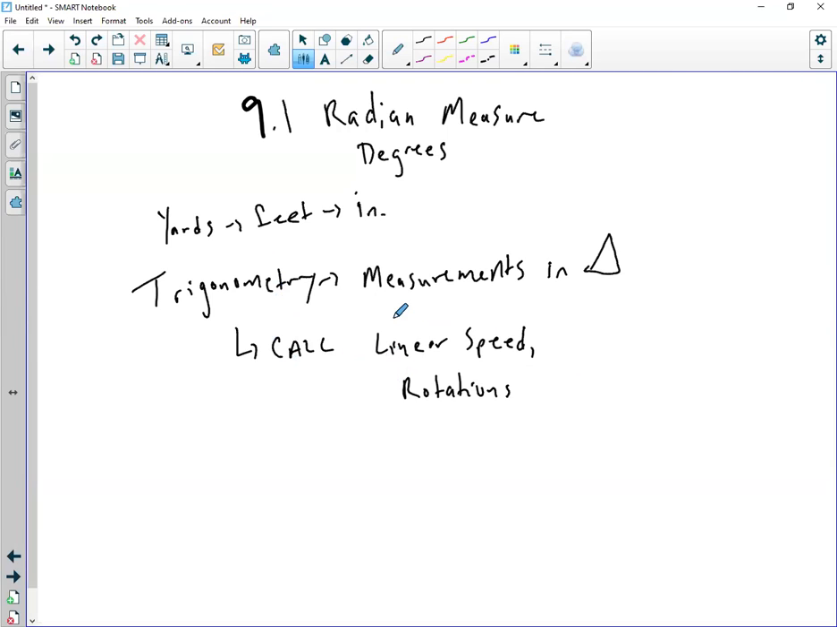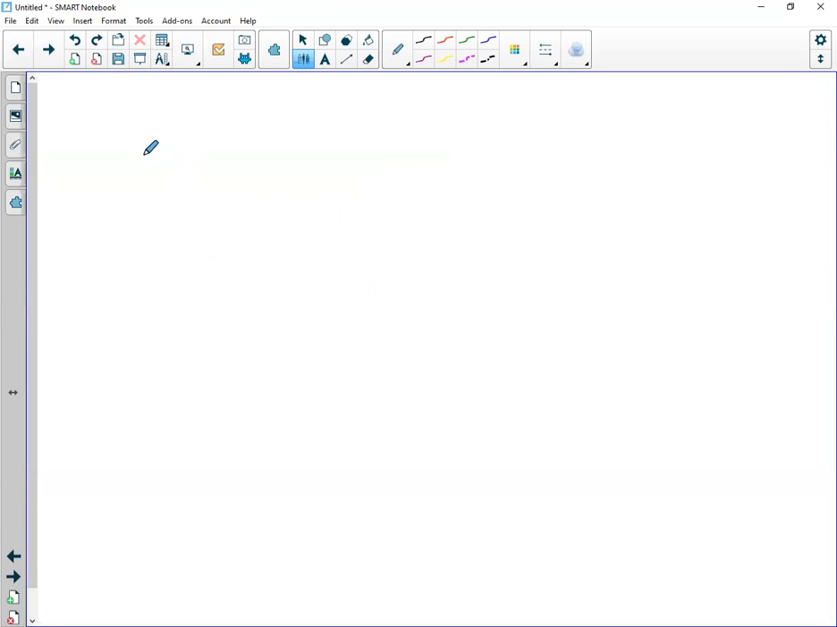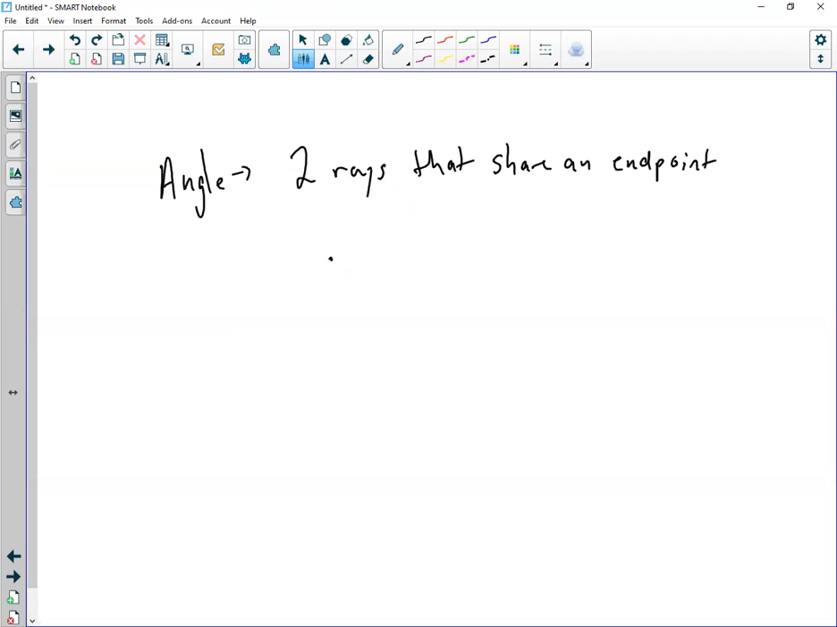So let's just start out with the bare bones basics terms from section 9.1. The first thing is an angle. And hopefully we all remember what an angle is. An angle is two rays that share an endpoint. So it is two rays that share an endpoint. So obviously we know that these look like this, right? They have a common endpoint and they are going to just go in two different directions. Now remember, they go on forever.